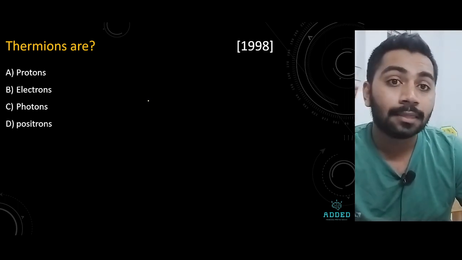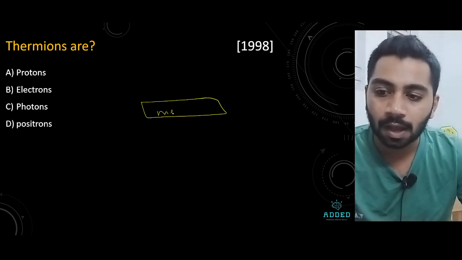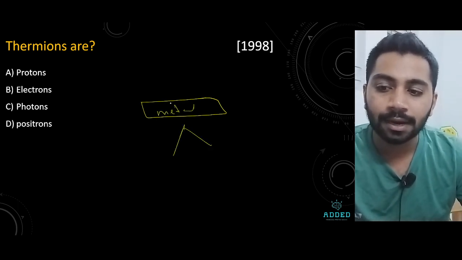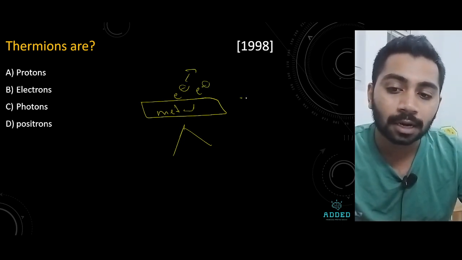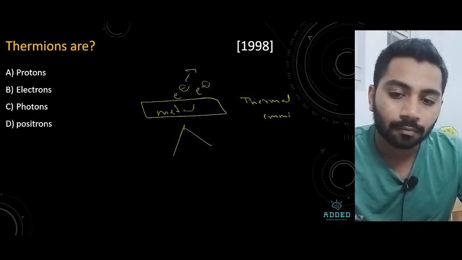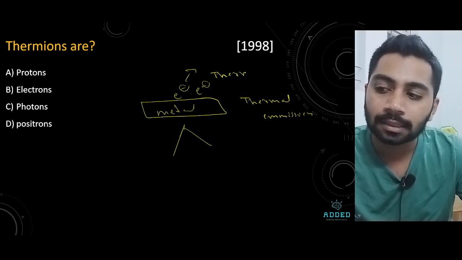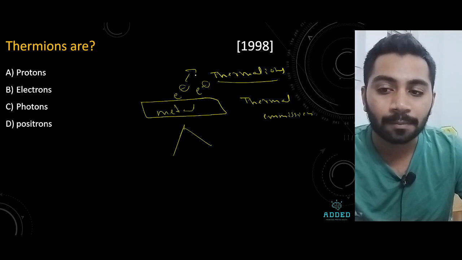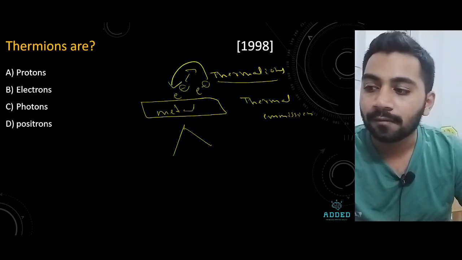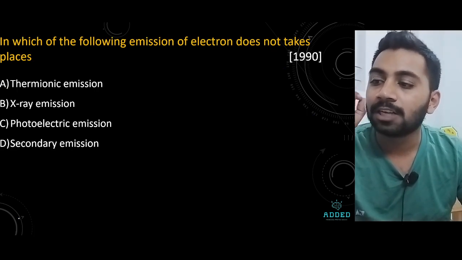See, I said thermal emission. When we have some metal and we heat it, electrons are emitted from its surface. This is due to thermal emission, and these are called thermal ions, or thermions. These thermions are basically negative, which means electrons. Simple case.